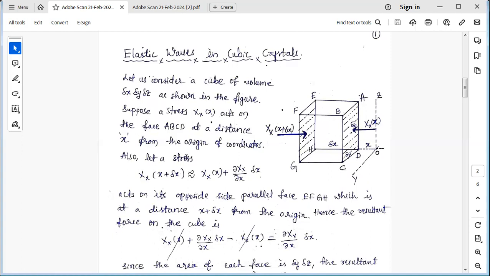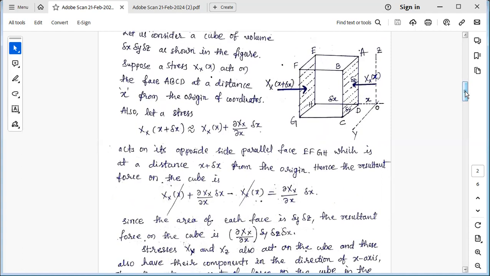And also, you imagine another stress, meaning force per unit area, given by hx of x plus delta x, which can be written as hx of x plus dou hx by dou x into delta x. It acts on the opposite face of this ABCD, which is EFGH. This force is acting in this direction. This stress is acting in this direction.